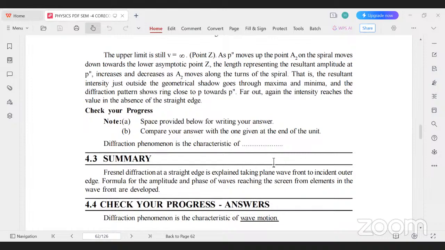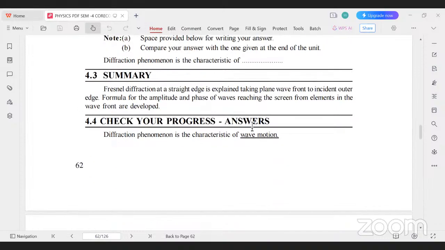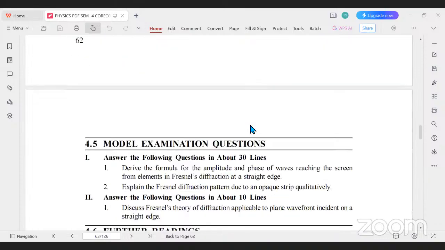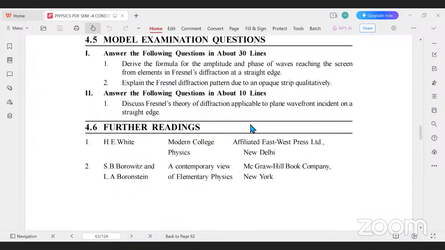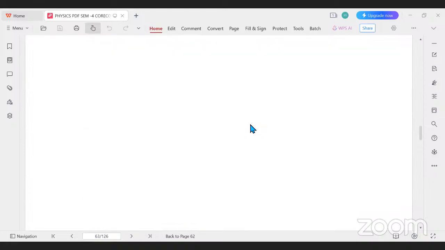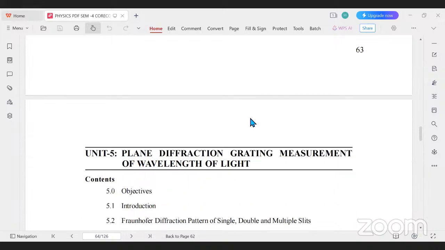This is about the Fresnel diffraction at a straight edge, taking a plane wave front incident on the edge. A formula for the amplitude and phase of the wave reaching the screen from the elements in the wavefront was developed. Okay, this is about the straight edge. Next.